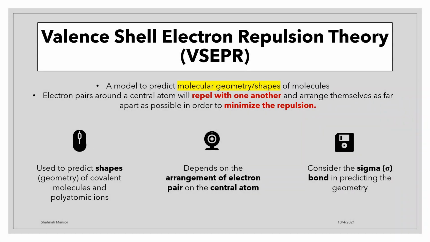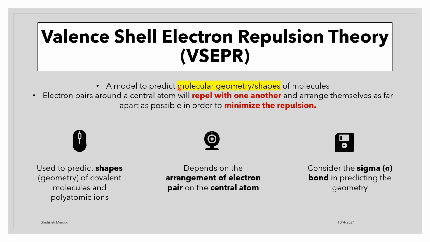Valence shell electron pair repulsion theory, or VSEPR. This model is used to predict the molecular geometry or shapes of molecules. This theory is based on the concept that electron pairs around a central atom will repel one another and arrange themselves as far apart as possible in order to minimize the repulsion.